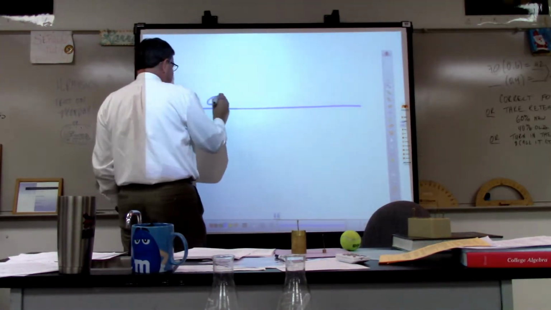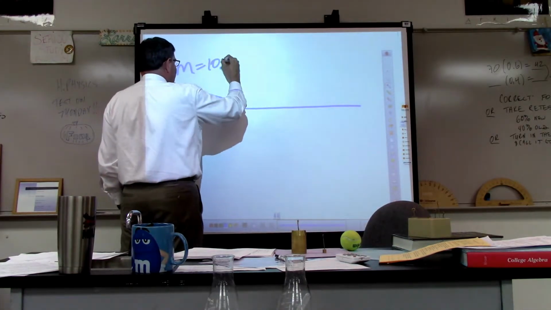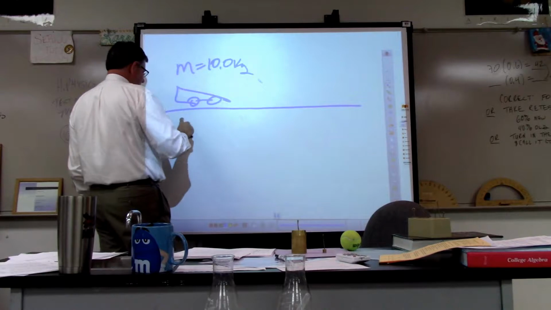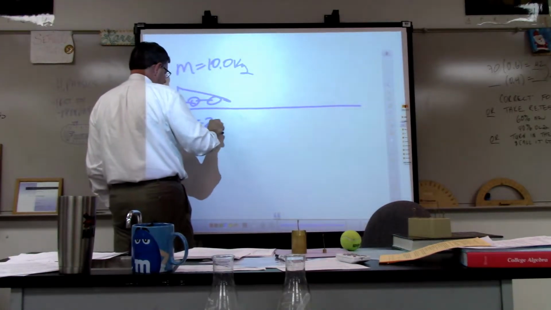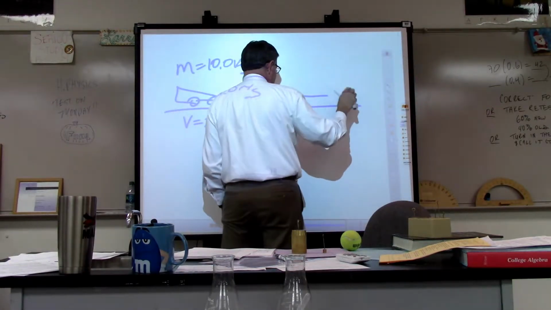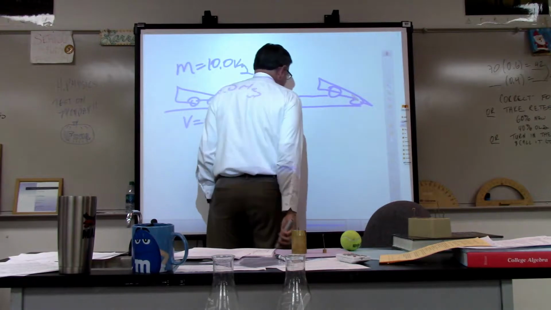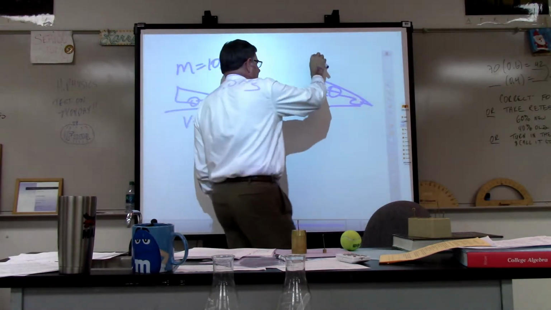So let's say that we've got a carrot car with a mass of 10 kilograms, and it's moving at, I don't know, 20 meters per second. Come to a stop. Okay, all right, stop. Momentum is 200 newtons.